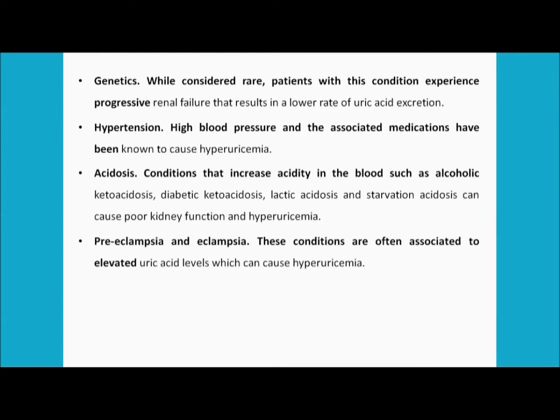The next condition is preeclampsia or eclampsia. These are often associated with an elevated uric acid level, which can cause hyperuricemia. And generally, these two conditions, preeclampsia and eclampsia, are found in pregnant women.